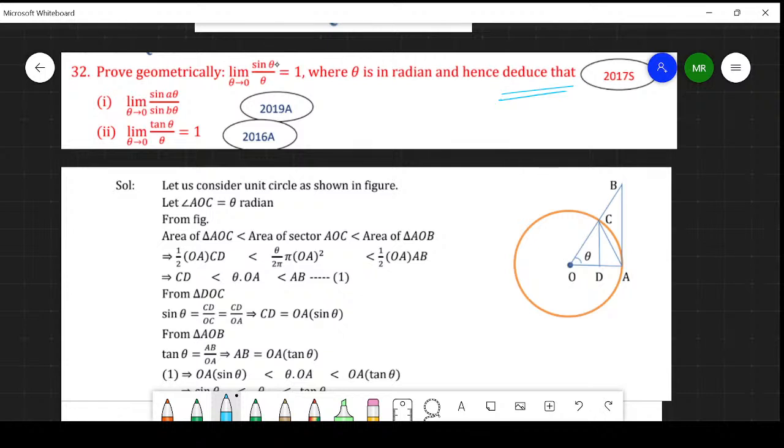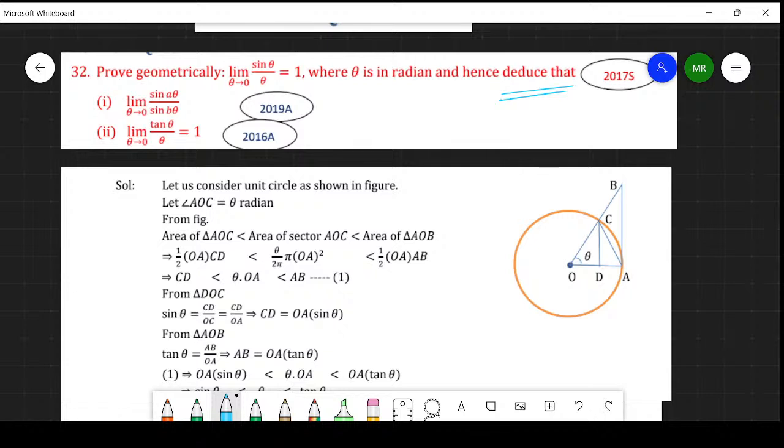Sometimes in the place of theta, they may give x. Don't worry about that. They may give limit x tends to 0, sin x by x equal to 1. You follow the same thing. Wherever there is theta, you write x. If they are asking in terms of x, wherever theta, you replace with x, it gives the same result.